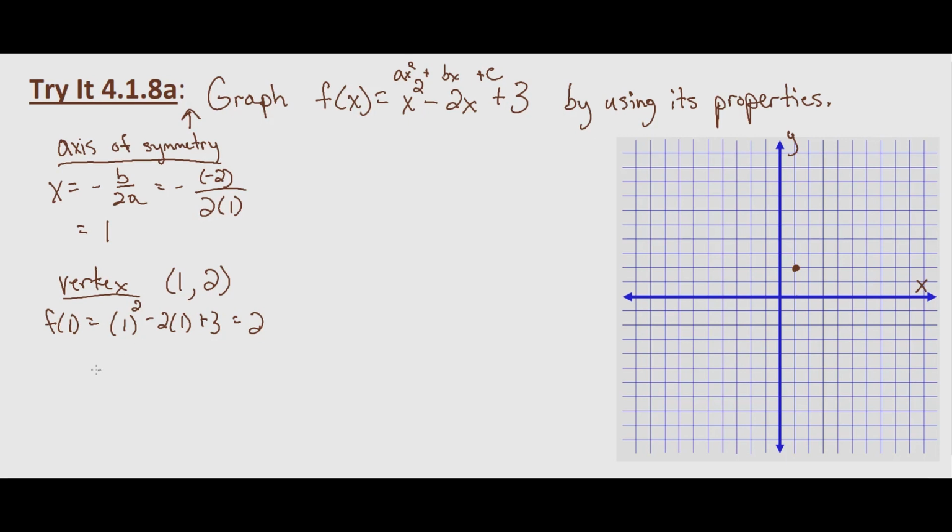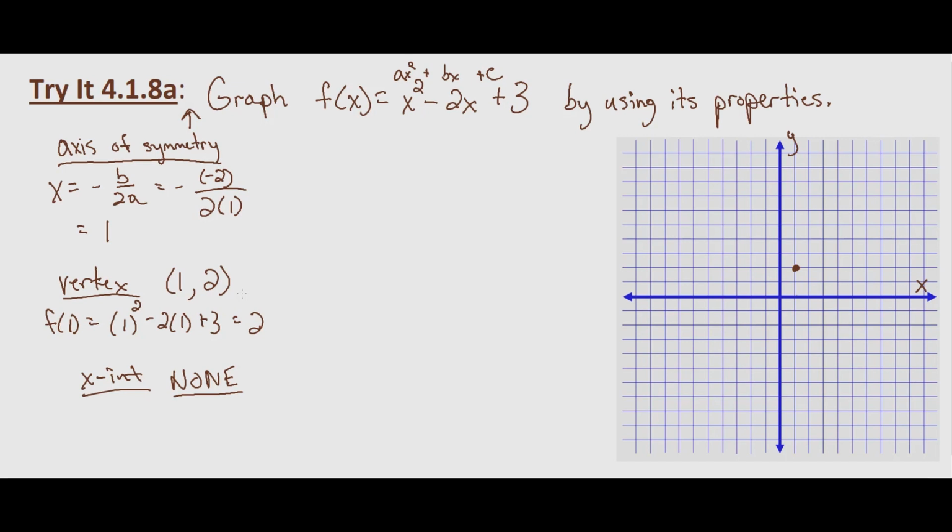So that tells us what regarding the x-intercepts. We don't have to look at the quadratic formula. We don't have to look at the discriminant. We just know that because the vertex is at 1, 2 and it opens up, there are no x-intercepts. The vertex is already above the x-axis, and we're only going to go up.